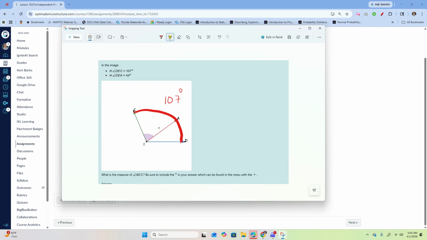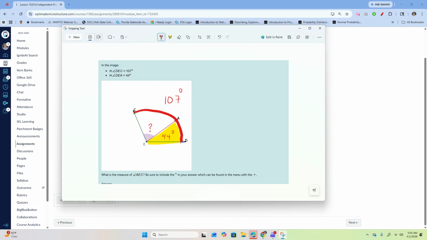DEA, which I'm going to shade in yellow. So DEA, this here in yellow, that is 44 degrees. They're asking you how much is angle AEC, the one in red in here.